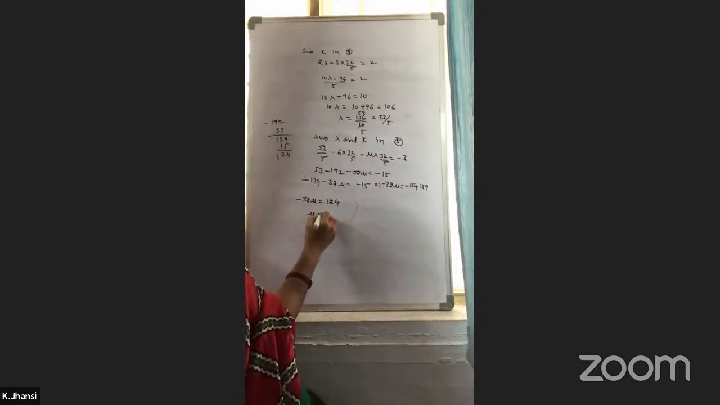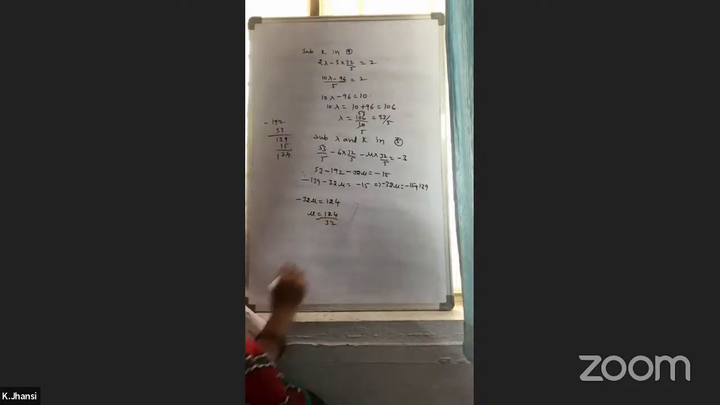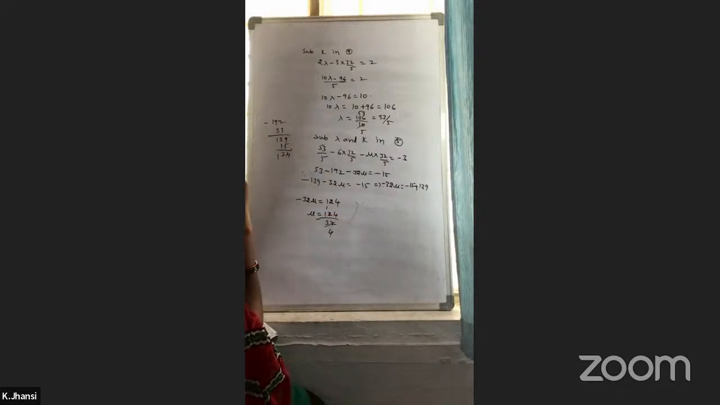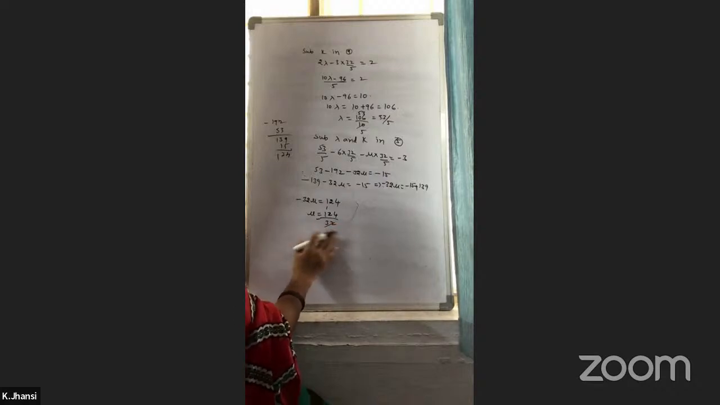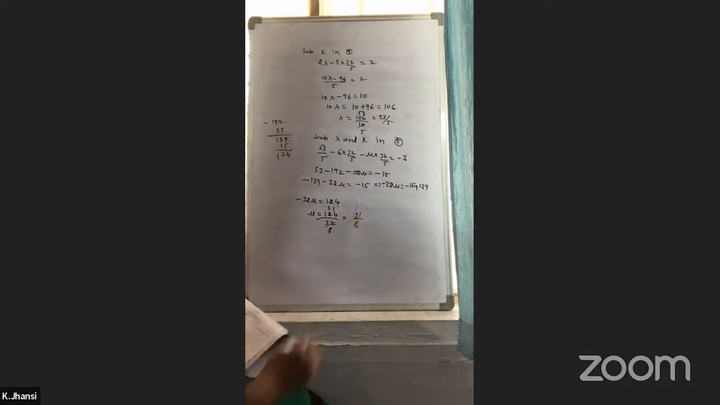So mu is equal to 124 by 32, minus sign is there. 4 8s are 32. 8 1s are 8. What for 8? We should get 31 by 8, with 4 we can do. 4 8s are 32, 4 3s are 12. So it is equal to 31 by 8.